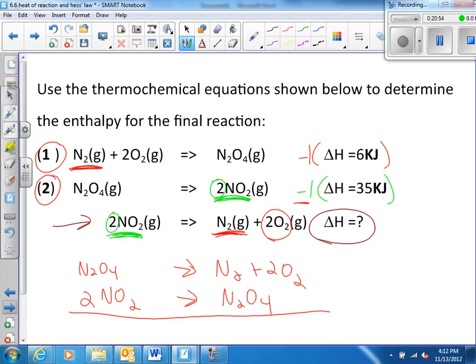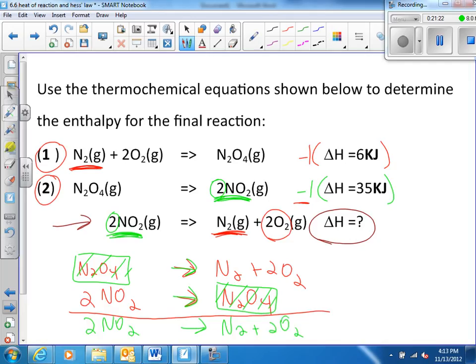I first check to see if there's anything that I can cancel, and hopefully you notice the N2O4 on the left and the right, they're the same thing. And these arrows here, they're kind of like equal signs. So I get to cancel out my dinitrogen tetroxide. And now I will add everything up. I have 2 NO2s for my reactants. I have an N2 and 2 O2s left over for my products. And is that the reaction I was looking for up here? Indeed it is.